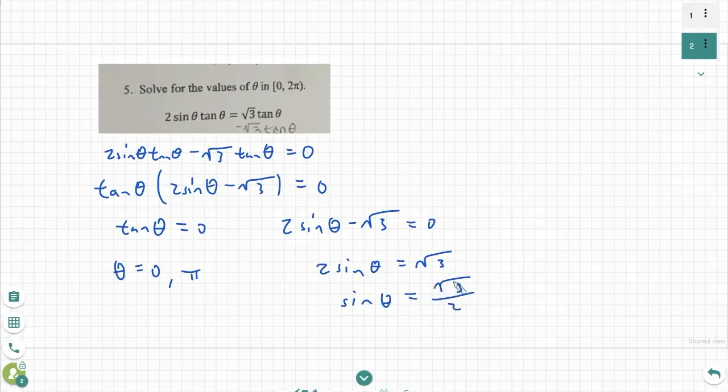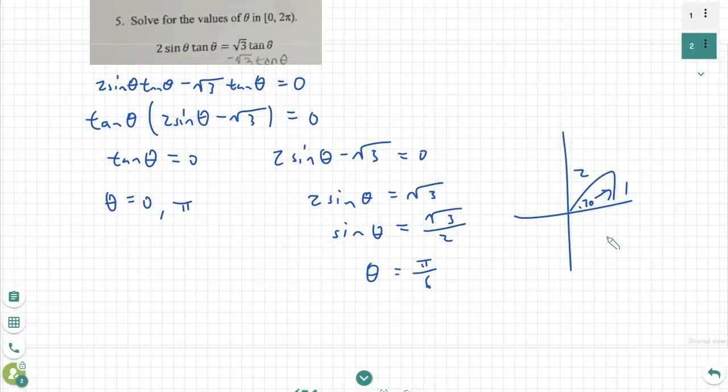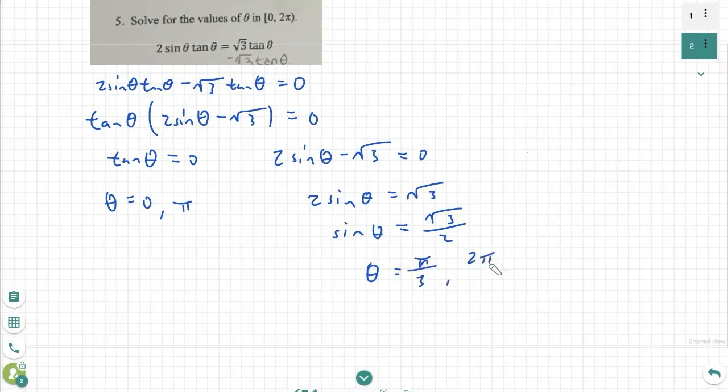Okay. So then we look for that on the unit circle. In that case, it would be pi over 3 and then 2 pi over 3. Okay, yeah, that should be it.